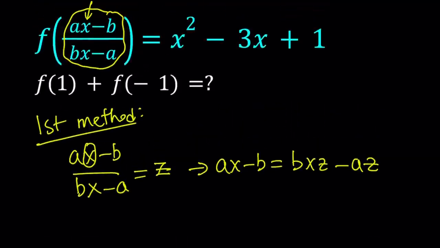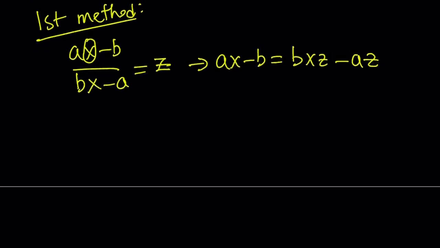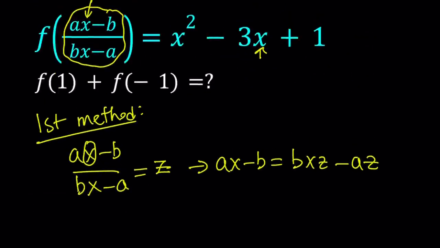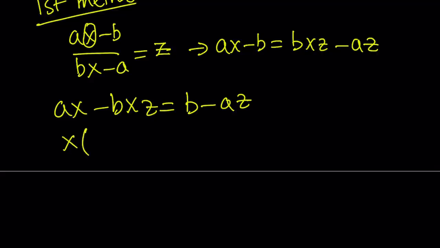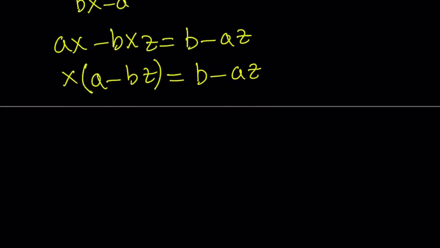Obviously, on the left-hand side, if you substitute something for x, whatever you find from here, it's going to give us z inside the parentheses. No doubt about it, right? But the right-hand side is more important. So let's go ahead and solve for x. Let's bring the bxz here and put the b on the right-hand side, and then factor out x. (a − bz)x equals b − az, and then divide both sides by a − bz to find x. Remember, our goal was to solve for x in terms of z.